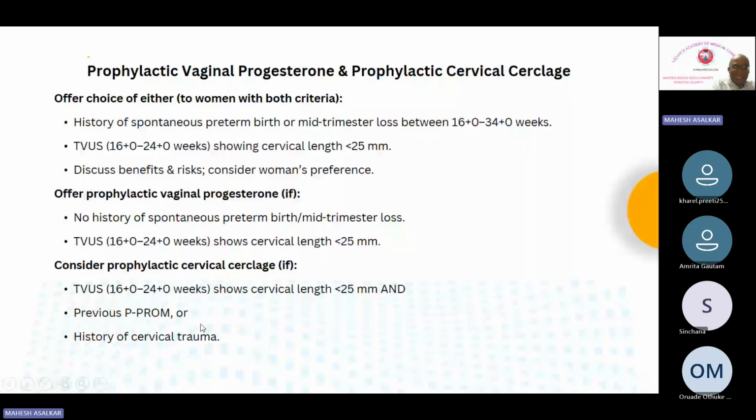Okay, so this is what the guideline says. If there is a previous PPROM and/or a cervical trauma and the cervical length is reduced, then you go for prophylactic cervical encirclement.